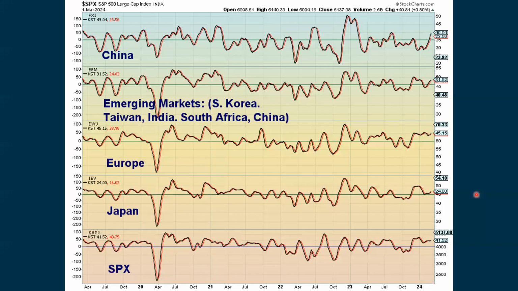And then looking internationally, China is now in an uptrend. Emerging markets are in an uptrend. We're seeing Europe start to turn back up. Japan's turning up. And we're actually doing better than this, but you're not really seeing it with the KST here. The S&P 500 is also in an uptrend.